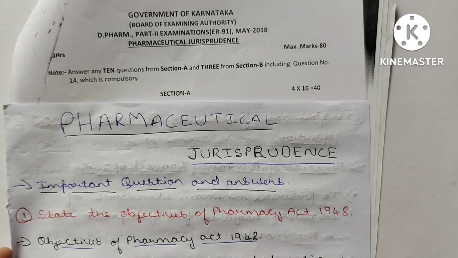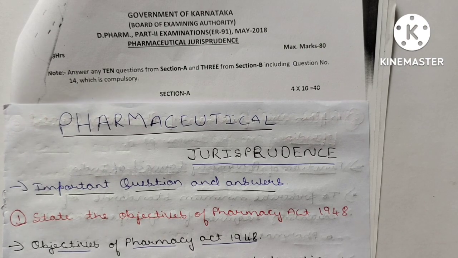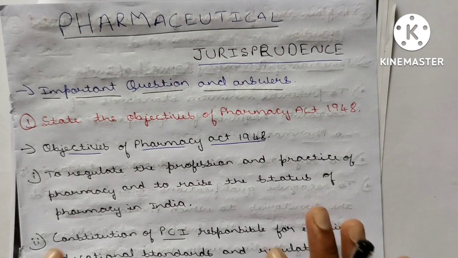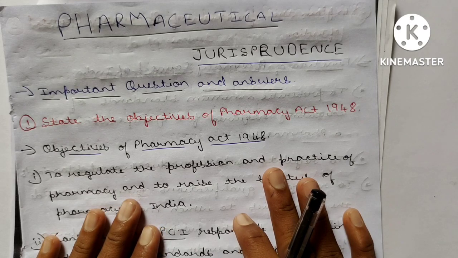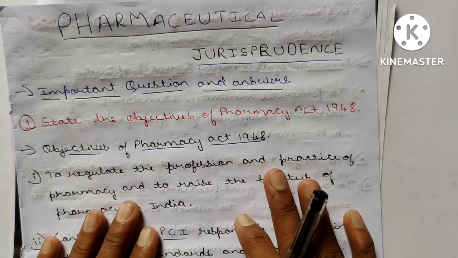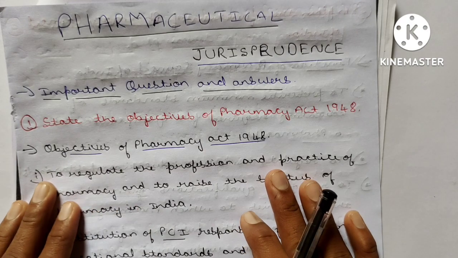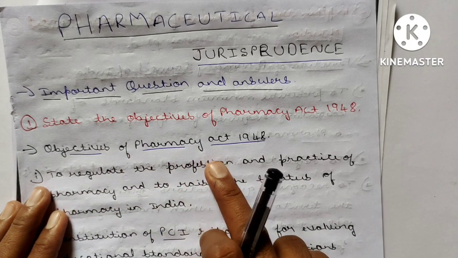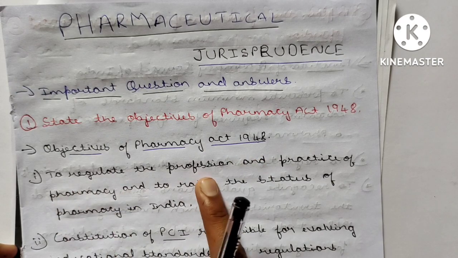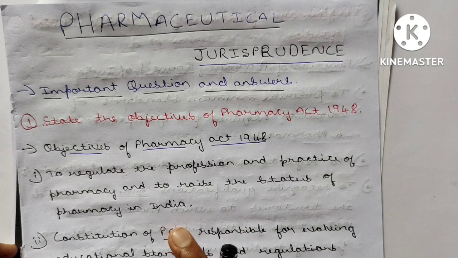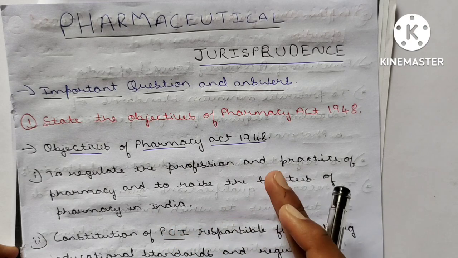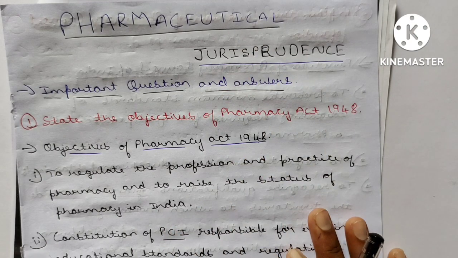Yes sir. First question, state the objectives of the Pharmacy Act 1948. See, very simple. In pharmaceutical jurisprudence we will study the rules and regulations of pharmacy. What are the rules, regulations and acts according to the Pharmacy Council of India, and some relating to the doses. Objectives of the Pharmacy Act 1948: to regulate the profession and practice of pharmacy and to raise the status of pharmacy in India. What's the main objective of this Pharmacy Act? To raise the status of pharmacy in India.